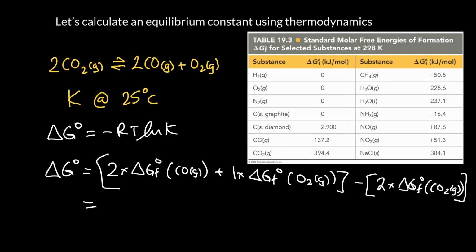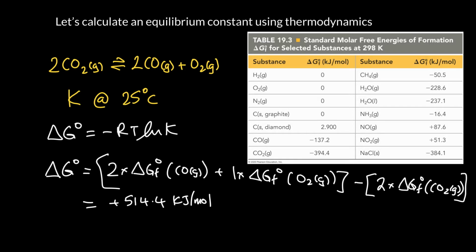And I get positive 514.4 kilojoules per mole. So we can certainly look at that and say, wow, that is really unfavorable. That reaction is not going to proceed under standard conditions. What that's really telling us is that there's no way at 25 degrees C we can take 2 moles of carbon dioxide at 1 atmosphere and completely convert them to 2 moles of carbon monoxide at 1 atmosphere and 1 mole of oxygen gas at 1 atmosphere.